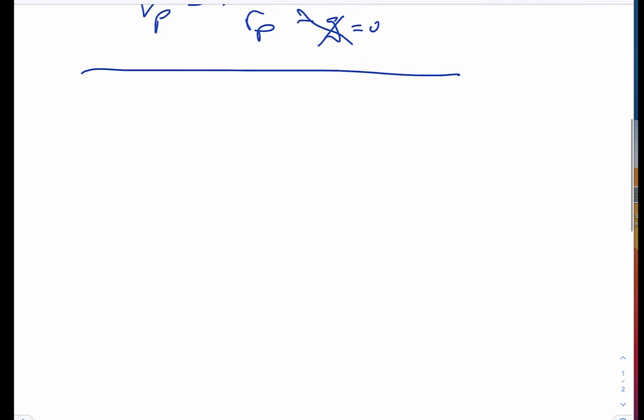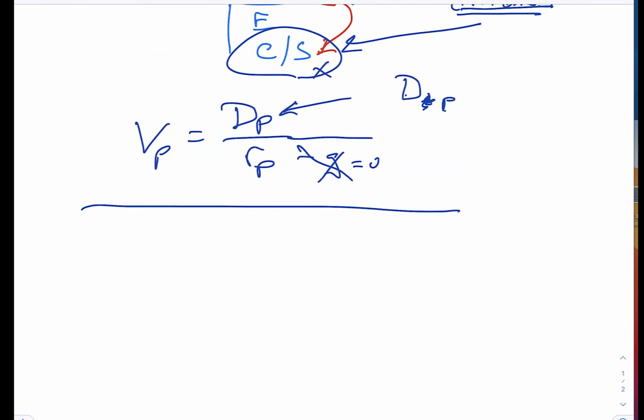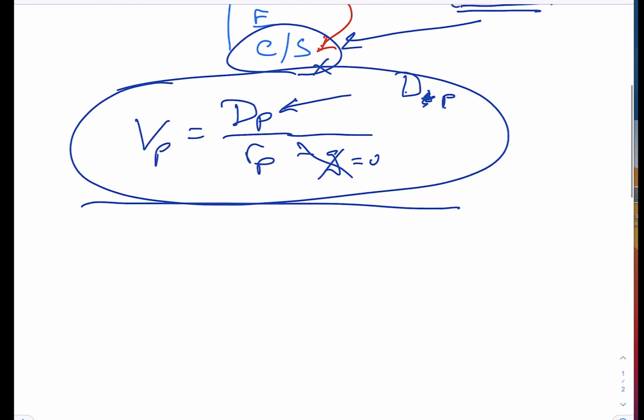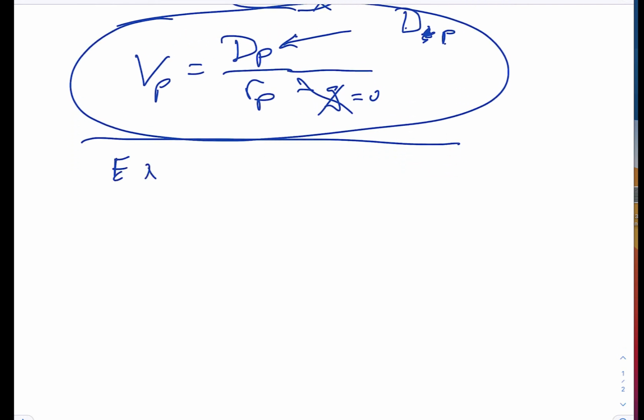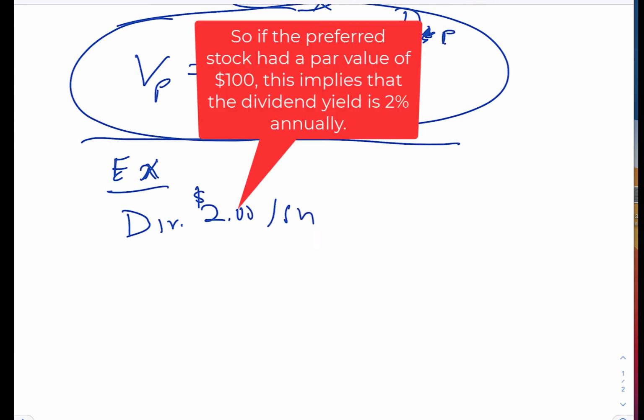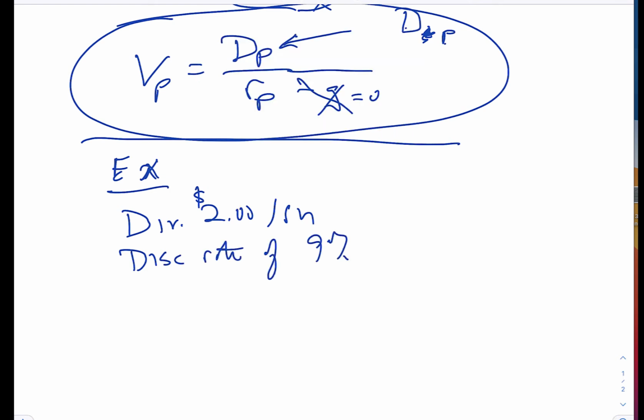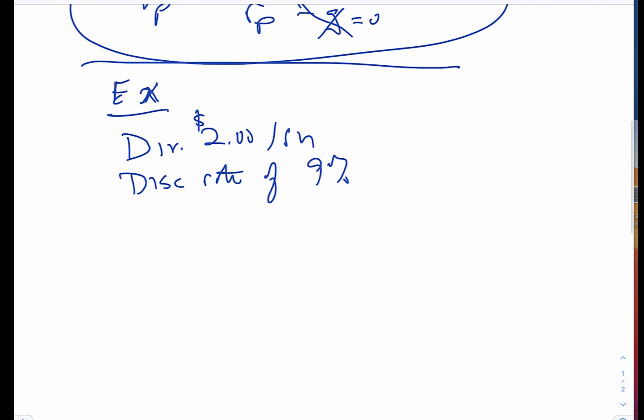Recall, this is our model for valuing preferred stock right here. And so what I'm going to give you is an example, and there are not many inputs here. The dividend is $2 per share, and we're going to assume a discount rate of 9%. And so we want to value the preferred stock, and we get 2 divided by 0.09, and that's 22.22.